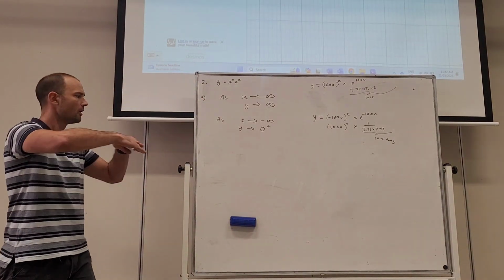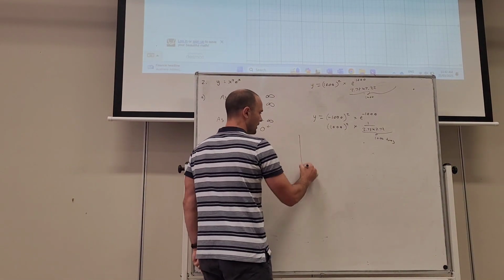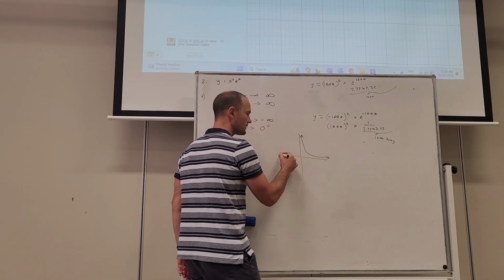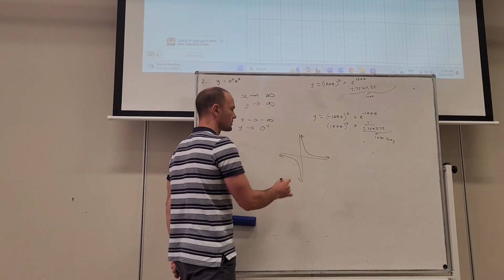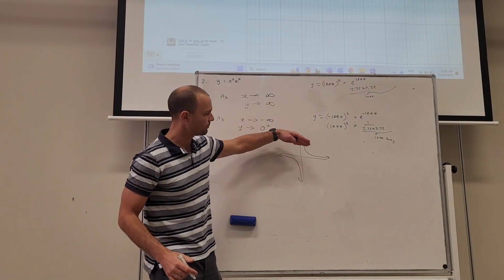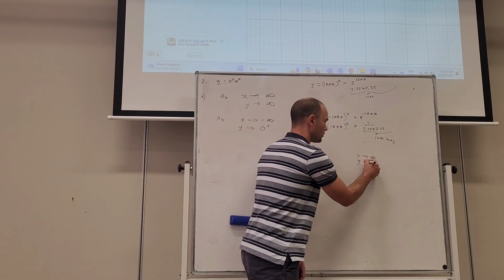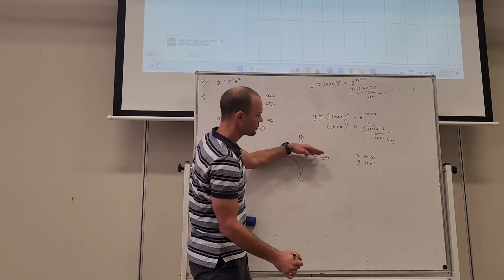It's approaching 0 from the positive direction. Another example I had a student just asking me about before was this one. Okay, this is the graph of 1 divided by x. What we can see is as x approaches positive infinity, y approaches 0 from the positive direction.